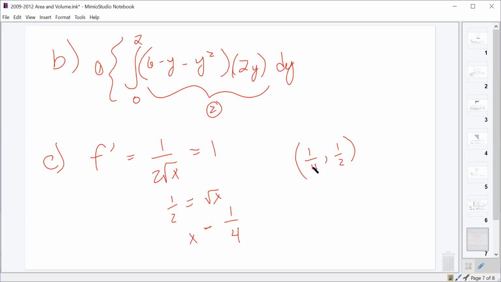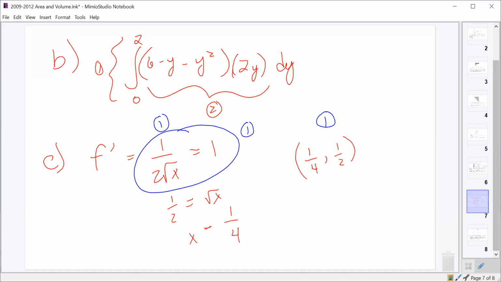And the breakdown for that one was 1 point for the correct derivative of f, 1 point for setting it up as an equation like this, and 1 point for your final answer. Good or no? Any questions on that problem at all? Nope.